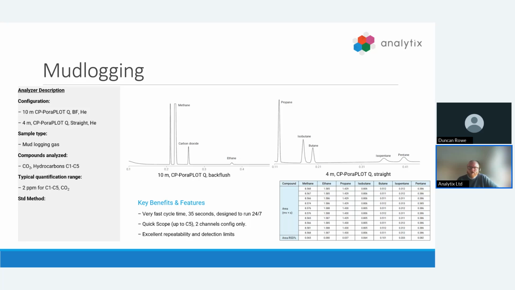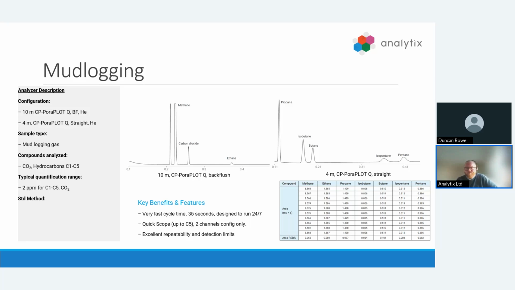shows nice peak area precision for 10 consecutive injections on the two channels, with the RSD demonstrating excellent performance of the micro GC, guaranteeing qualitative and quantitative results with really high levels of confidence. So this study was used to demonstrate the fast analysis for mud logging using this two-channel system for the analysis of C1 to C5.